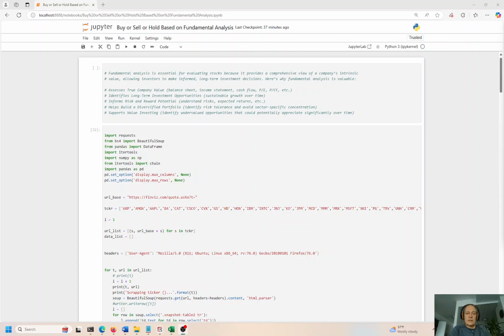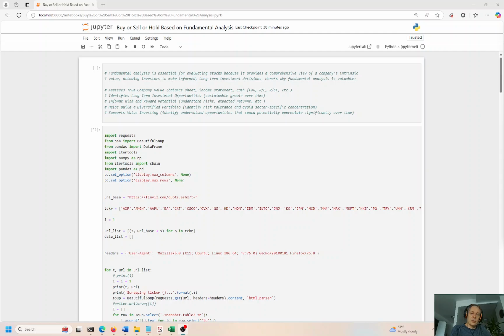We also try to identify long-term investment opportunities, which companies have sustainable growth over time. We look for consistency and persistence of earnings, right? We want to be informed of risks and reward potentials, right? Understand the risk and the expected returns of a stock. This type of analysis helps us build a diversified portfolio, right? We don't want a concentration of investments. That's going to create a totally different type of risk. That's called concentration risk. We want to avoid that. We want to understand our risk tolerance and focus on diversification, not concentration, right?